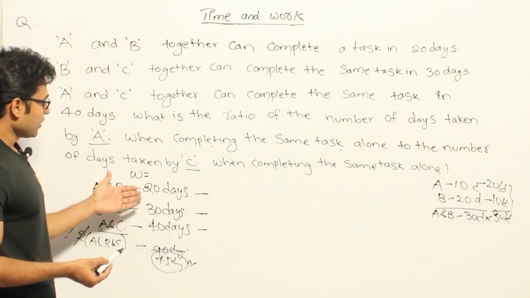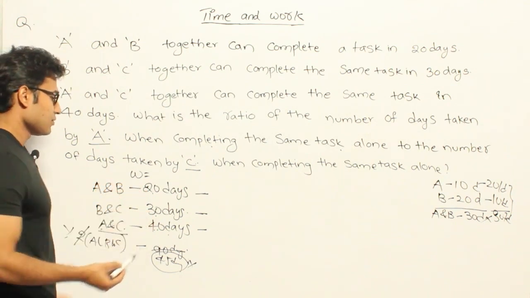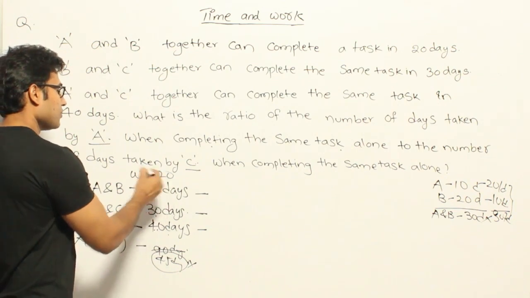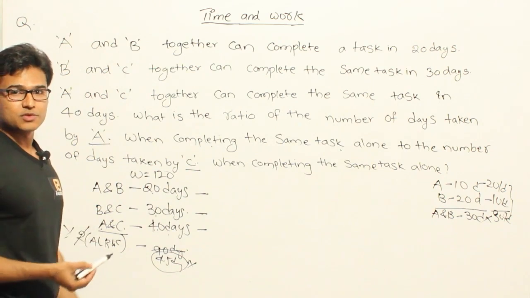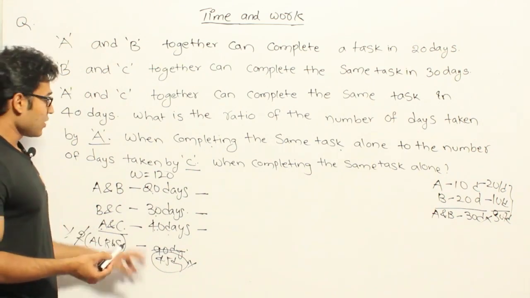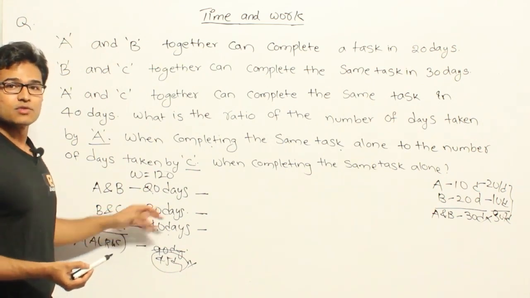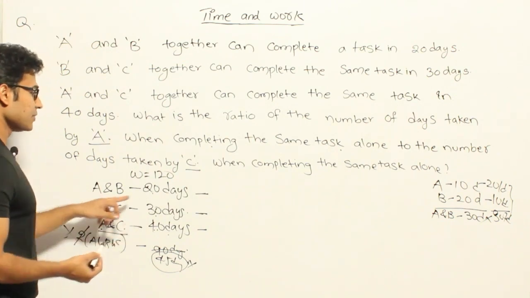So if you see 20 is there, 30 is there, 40 is there, maybe 120 is a good number because it is a multiple of all these, right? Whatever number comes to your mind, you can take it, as long as it is a common multiple of all these 3, so that computation will be easy, calculations will be easy.